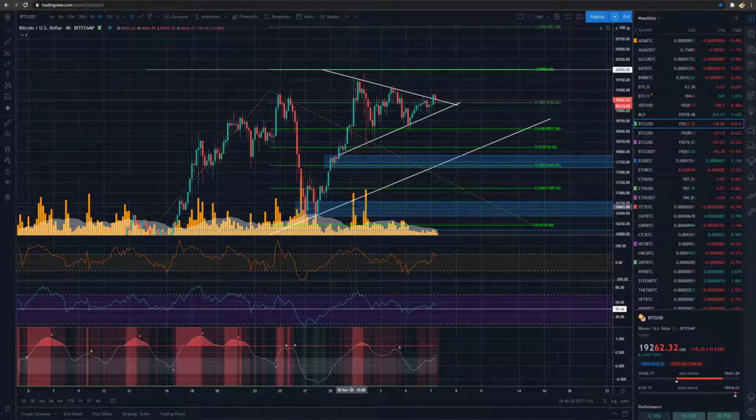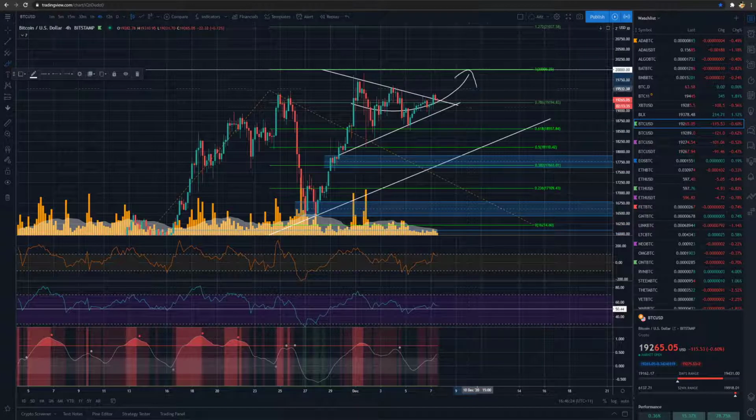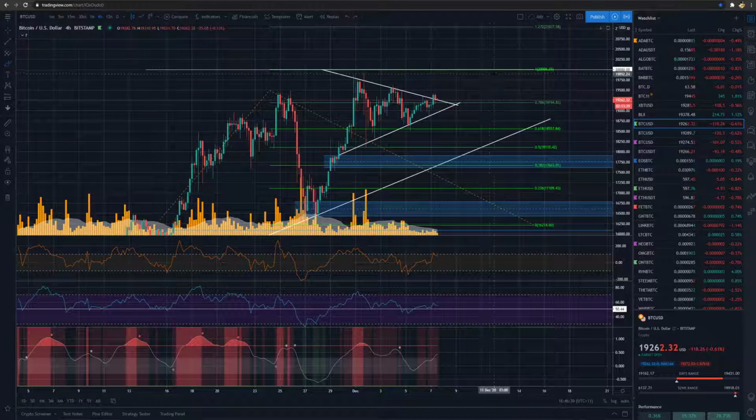We're going to need a lot more volume than what we currently have to even think about pushing through this level. And it is going to be the hardest level to push through, because it is that higher high. It is that 20K psychological resistance that we've been really referring to since 2017. So it's going to be the hardest one, and it's going to require the most volume.